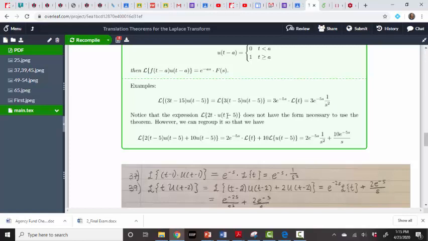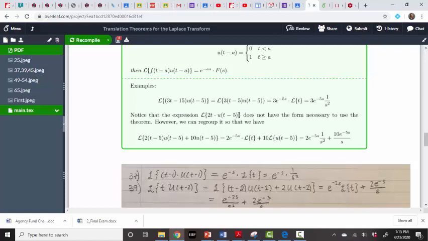Another example, this one's trickier. If you got something like this, 2t times a unit step function, it doesn't have this form. That doesn't mean you can't manipulate it so that it does though. So you'll notice in this example what I did is it didn't have that form, so I decided to force it. I need to write 2t in terms of t minus 5. I can't change the overall value, but I can rewrite the form.